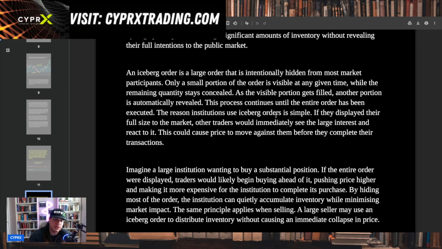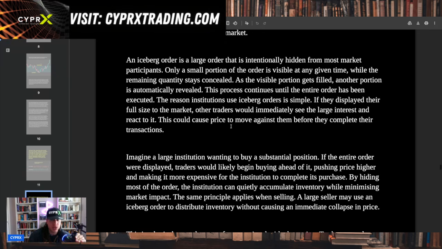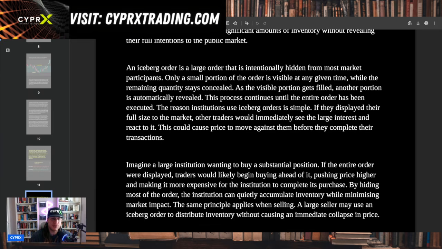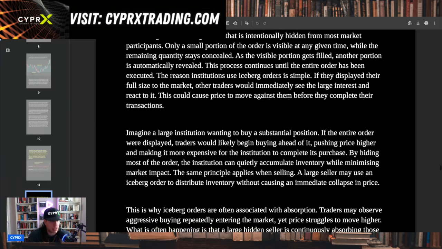An iceberg order is a large order that is intentionally hidden from most market participants. Only a small portion of the order is visible at any given time, while the remaining quantity stays concealed. As the visible portion gets filled, another portion is automatically revealed. This process continues until the entire order has been executed. The reason institutions use iceberg orders is simple. If they displayed their full size to the market, other traders would immediately see the large interest and react to it. This could cause price to move against them before they complete their transaction.